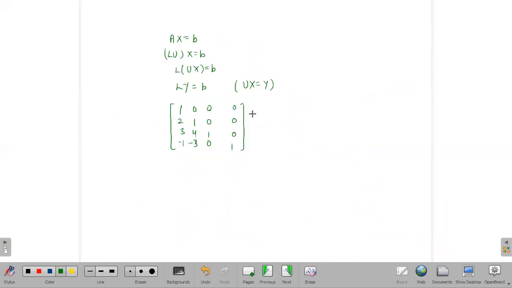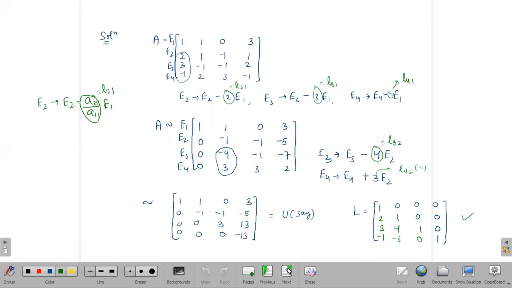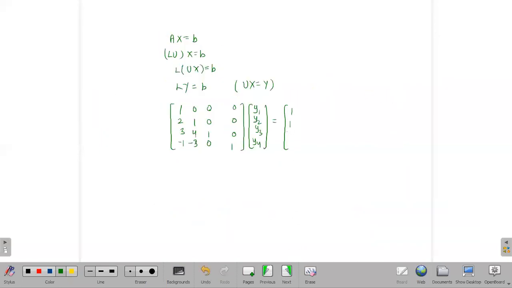Zero, 1 into y1, y2, y3, y4, which is equal to b1. B's entries are the given 1, 1, -3, 4. So now using forward substitution, y1 will give you 1. 2y1 plus y2 will give you 1. So let us put the value of y1: 2 plus y2 is equal to 1. Y2 will be -1.